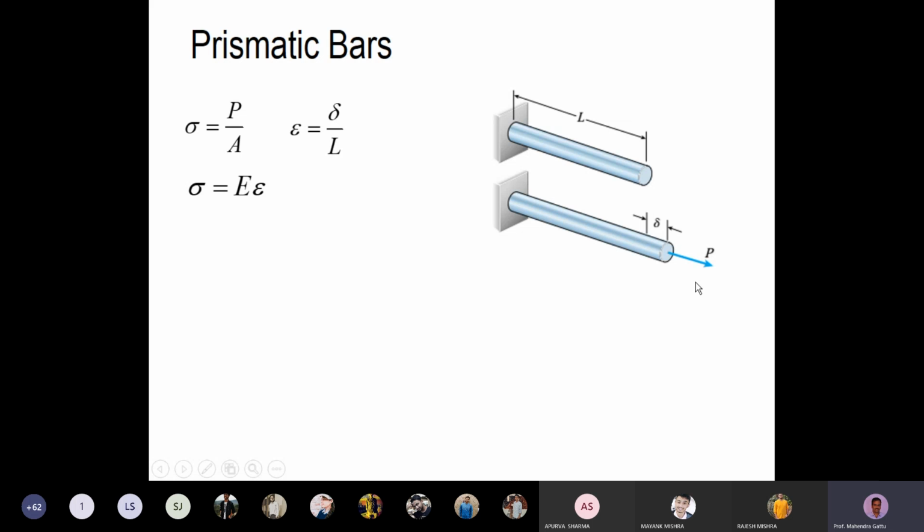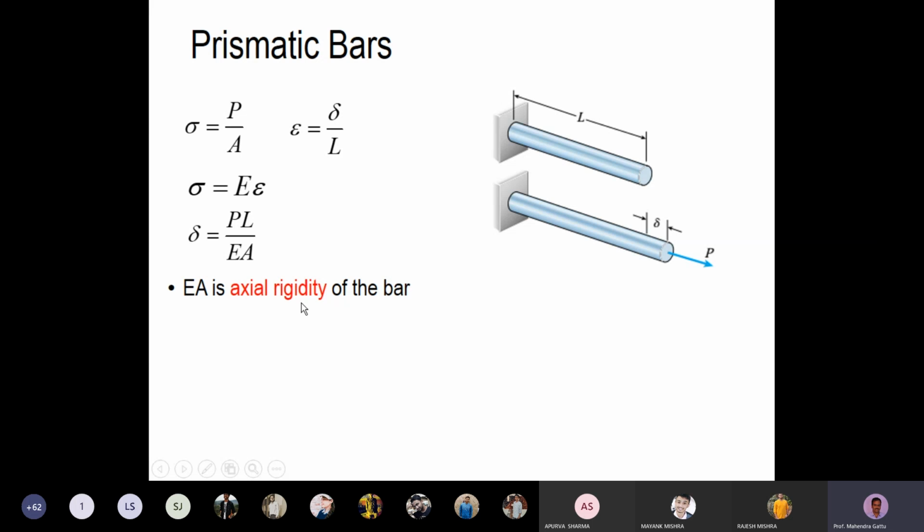So we can use our Hooke's law, sigma is E epsilon, and then we can substitute the values, and we can get the elongation delta in terms of P, E and A. So delta is PL by EA. So we see that elongation is proportional to the applied load, and also proportional to the length of the bar, and elongation is inversely proportional to the value of EA. So EA is also termed the axial rigidity of the bar. So the higher the axial rigidity, the lower the elongation.